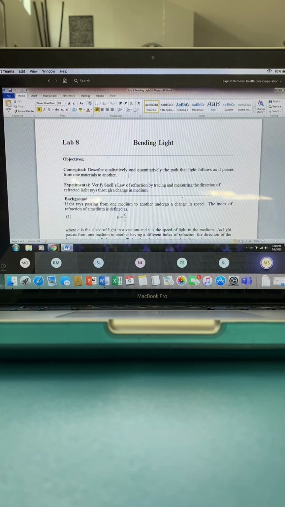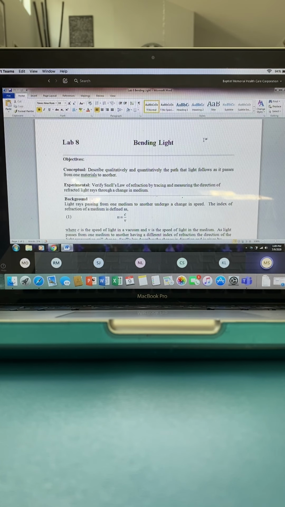All right, so this is lab number 8. Lab number 7 is due today, as I mentioned earlier. Lab number 8 is called bending of light. Bouncing of light is the reflection, and bending of light is called refraction, right? So that refraction lab we are going to do today.